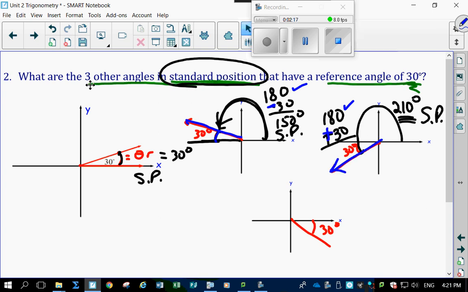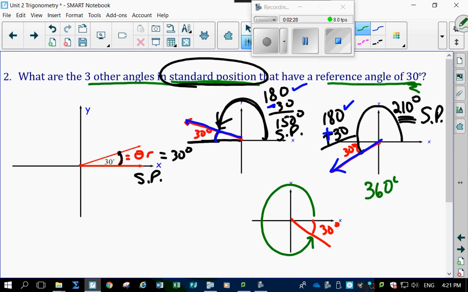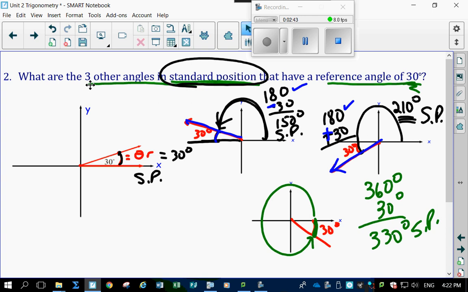Interesting. Does it work on the other side? Well, think about this. This goes all the way around here. We know that all the way around is 360 degrees. Of course, we're not going all the way. We've got 30 degrees of a reference angle that we have to take off here. So we're actually at 330 degrees. That's our standard position angle. Isn't that interesting?